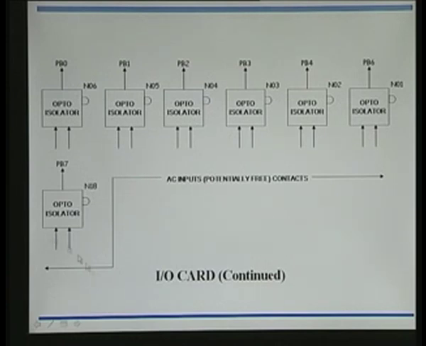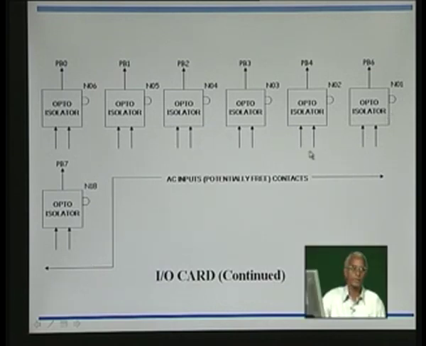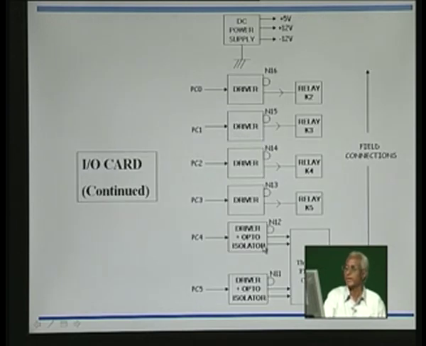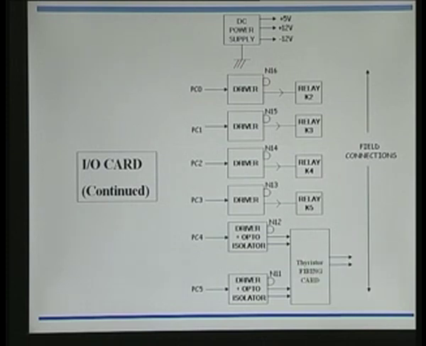And here are all the 7 circuits for opto isolated inputs. It is basically potential-free contact for various parameters that we need to measure, which we have already seen earlier, such as temperature high and so on. Some such 7 are there, and the IO card also has some 4 relays at the output, and there are drivers.